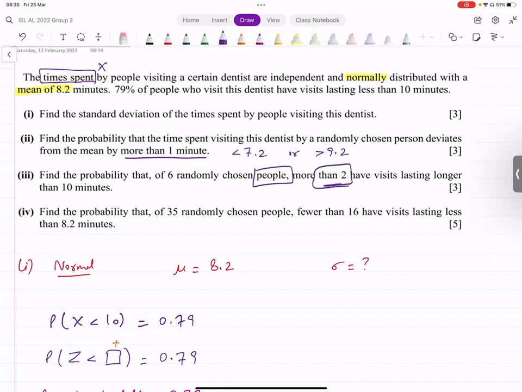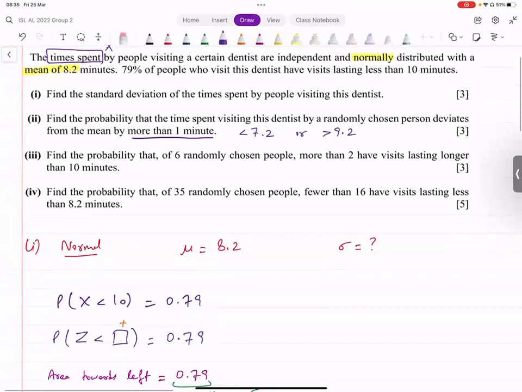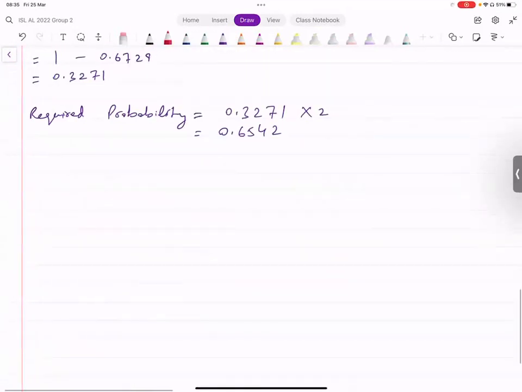So number of people तो discrete होते हैं. So this is not normal. This is discrete. और discrete में हमारे पास 6 people हैं, उसमें से more than 2 की probability आपने find करनी है. तो this is binomial. Okay? Number of successes की बात हो रही है. So binomial की बात हो रही है. अच्छा, so let's write that down here. We have a binomial distribution.